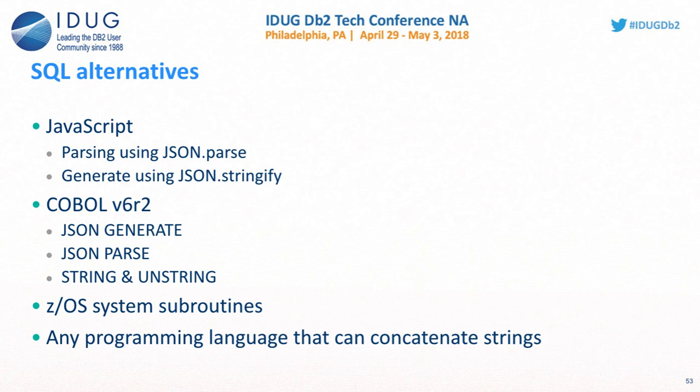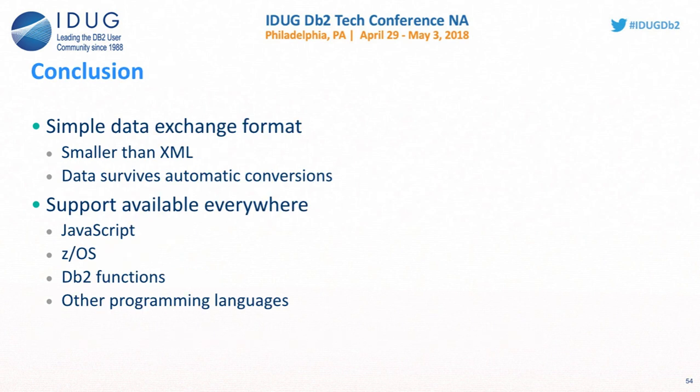z/OS has system subroutines available. If you want to do that, that's actually how we implemented it, because we were on COBOL 5 when we had our COBOL program starting to swap JSON. So we went ahead and used the z system subroutines. And with any programming language that concatenates strings, you can write it to get it going.